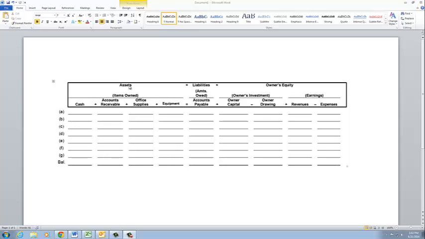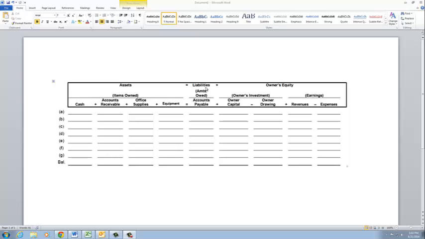Assets are the items owned by the business that have money value. Assets usually provide a benefit for the business. Examples include, as you'll see here, cash, office supplies, equipment, and accounts receivable. Accounts receivables are amounts owed to a business by its customers.